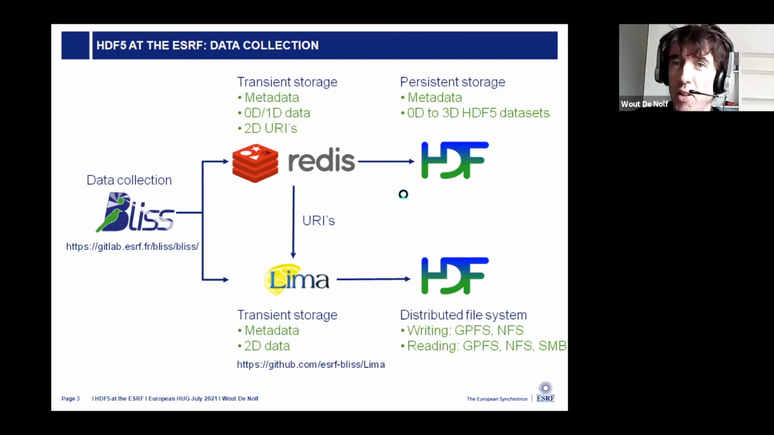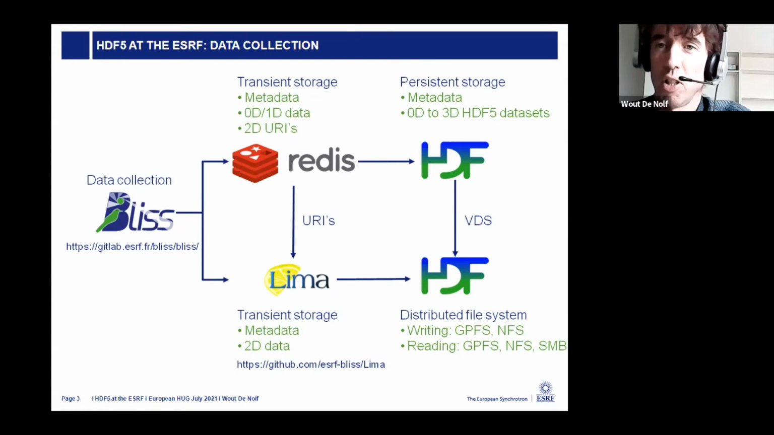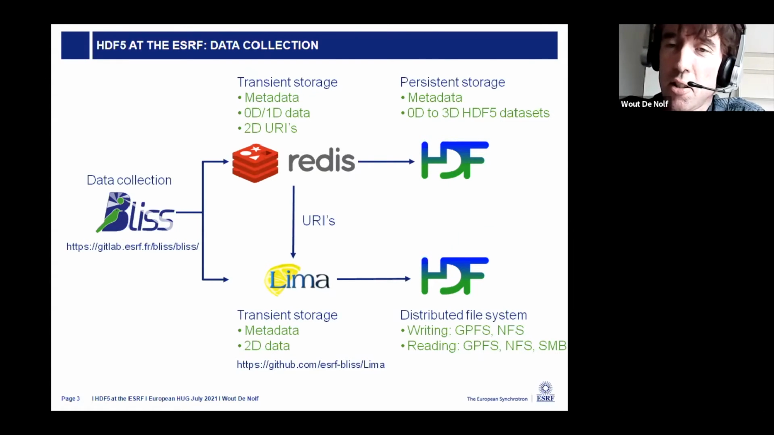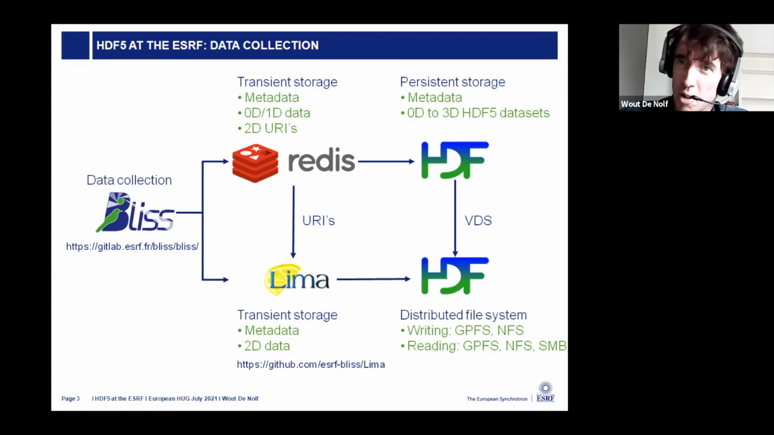So HDF5 files are written on distributed file systems. So we have GPFS and NFS for writing. And then our Windows clients have Samba as well. And the links, the URIs from Redis to Lima, are converted to virtual datasets. We'll give a bit more detail later on.